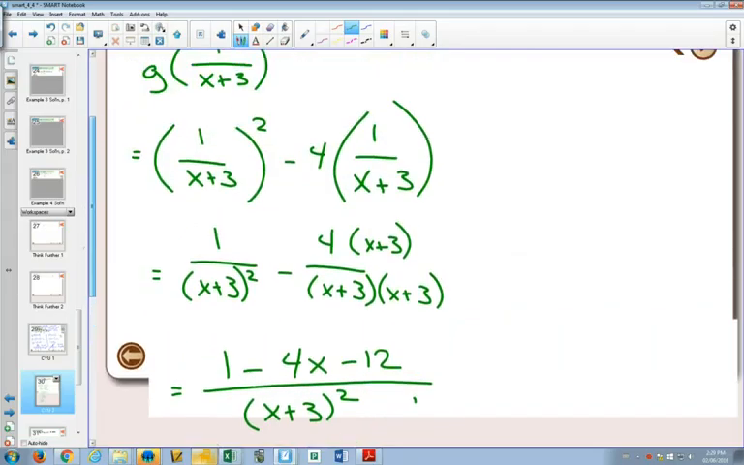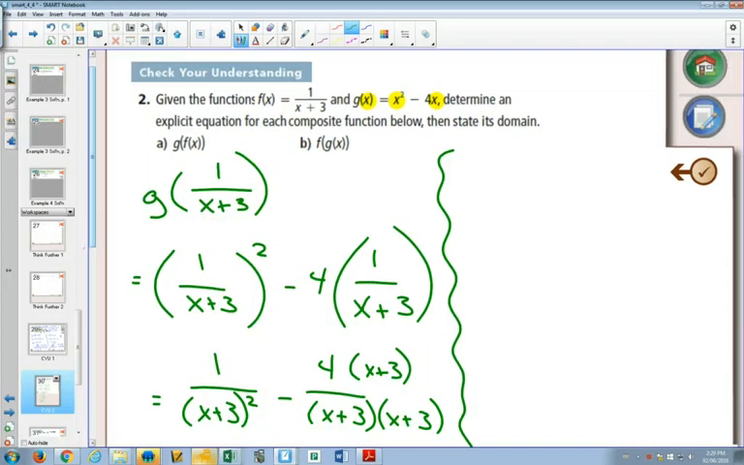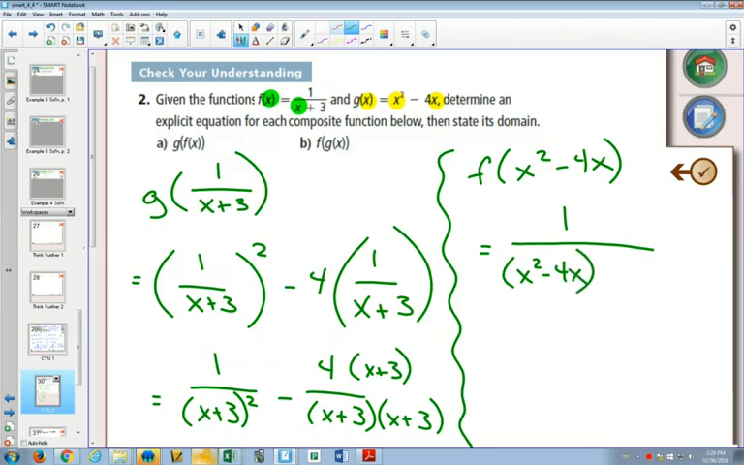For part B, the explicit equation is f of g of x. Well, g of x is x squared minus 4x. And in f of x, whatever you put in, that function says you do 1 over that plus 3. So if you put in x squared minus 4x, it's going to equal 1 over that plus 3, which is x squared minus 4x plus 3.